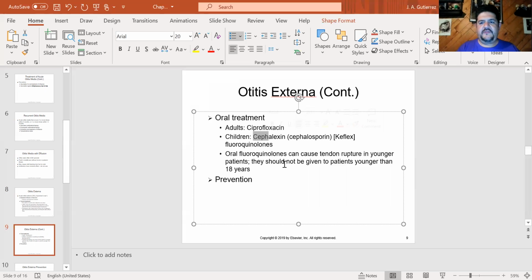Regarding fluoroquinolones, the adverse effect is tendon rupture in young patients. So fluoroquinolones are not advised to be given to pediatric patients. The Achilles tendon is the most common one that ruptures.